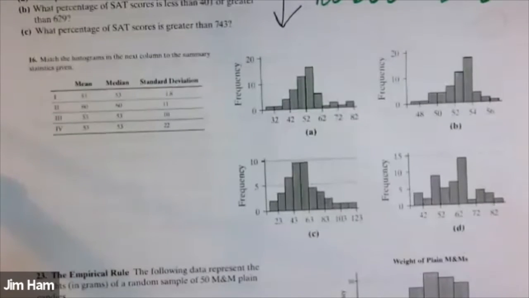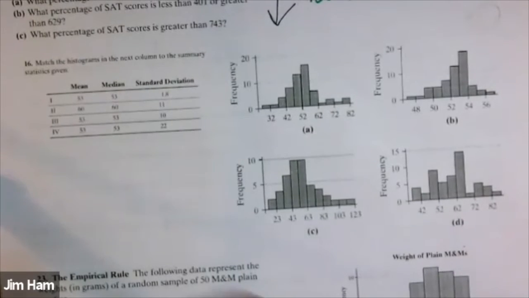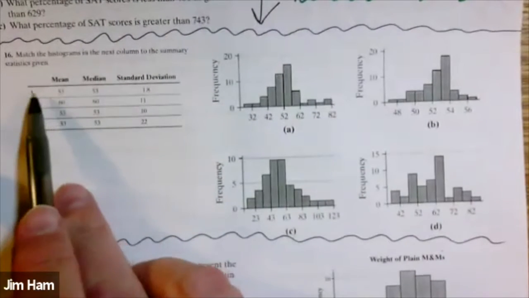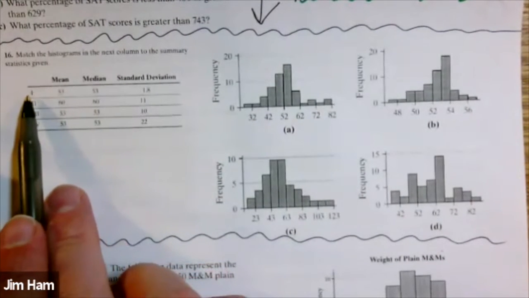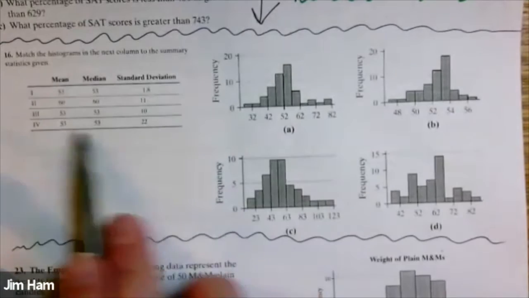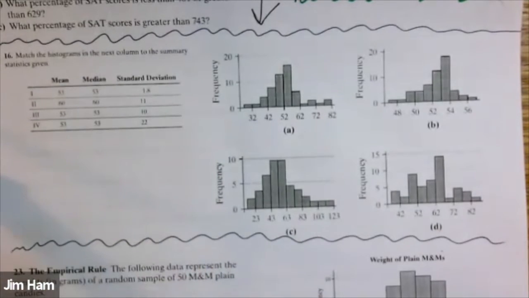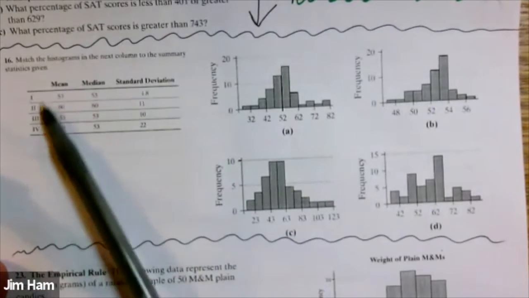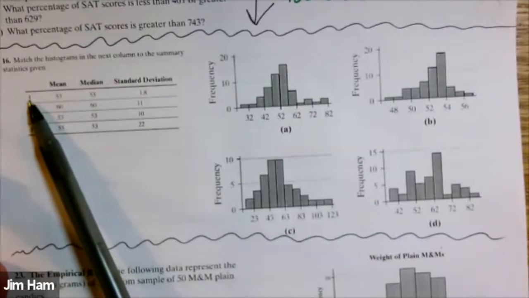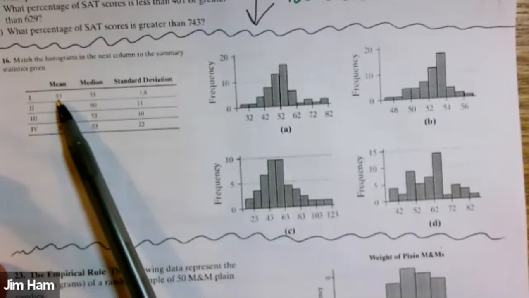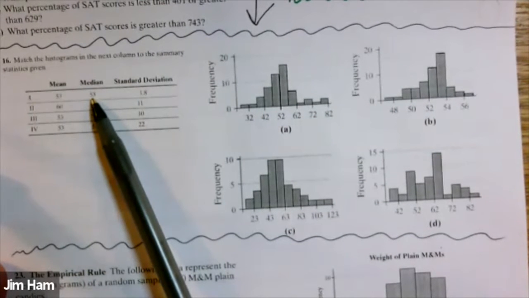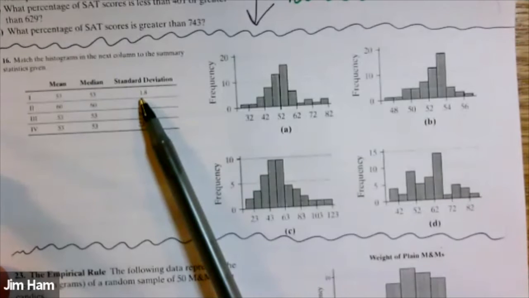Okay, so now we're back to looking at, again, the meaning of the standard deviation. So we're going to work through a couple of examples here, and all of this goes together. So here are, if you can look at the rows here, row 1, row 2, row 3, row 4, and they give them Roman numerals. So match the Roman numerals to the graphs. Which graph has a mean of 53, a median of 53, and a standard deviation of 1.8?